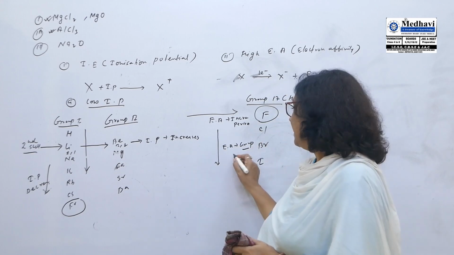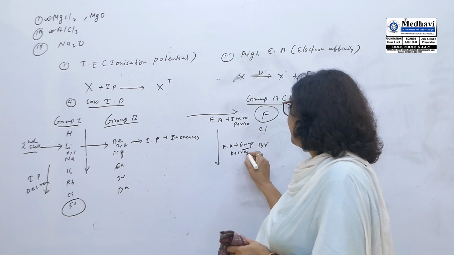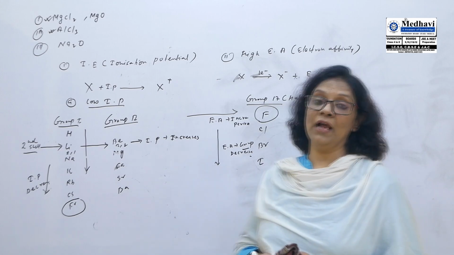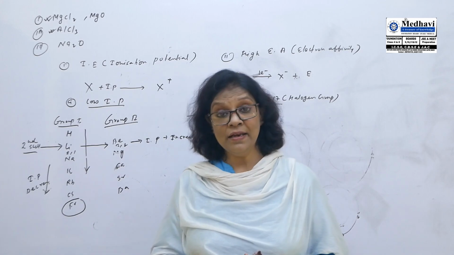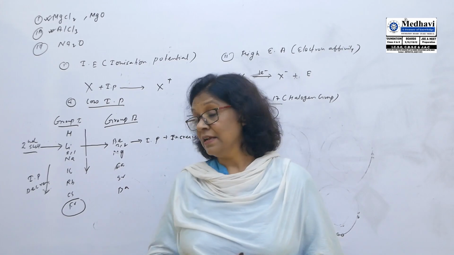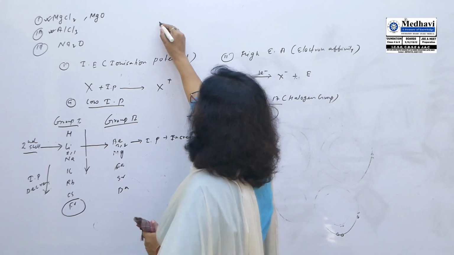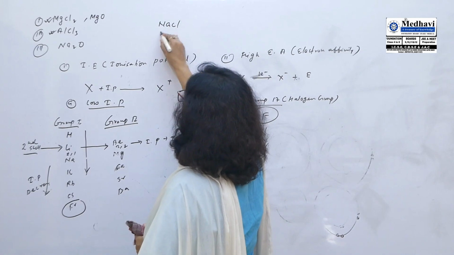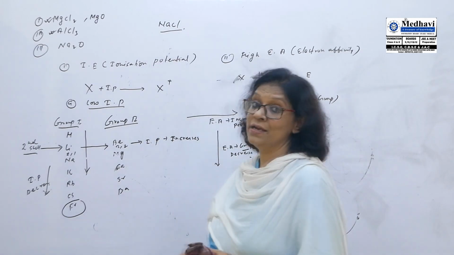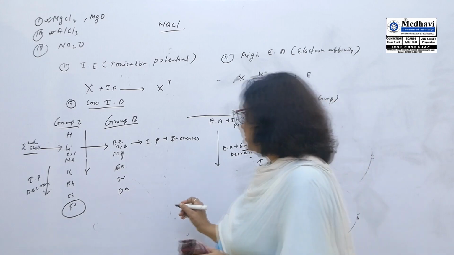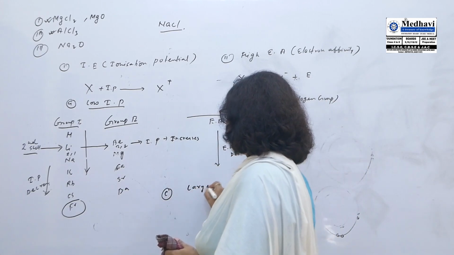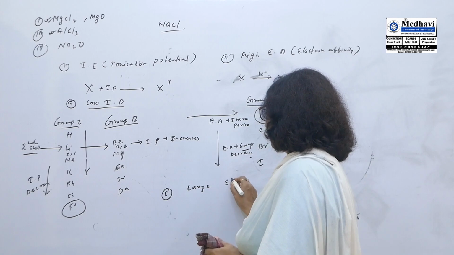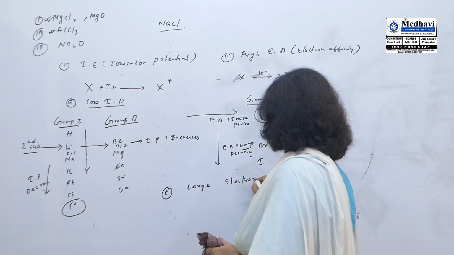So we can say that for an electrovalent or ionic compound, the most suitable groups are group 1 and group 17. That's why NaCl is a strong ionic compound. It is a strong ionic bond. Third point, that is large electronegativity difference.